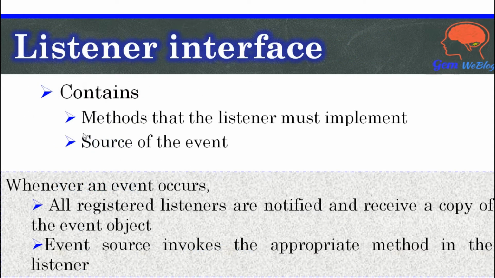Next, what does it contain? It contains two things: the methods that the listener must implement, and the source of the event. So what will happen whenever the event occurs? All the registered listeners will be notified and receive a copy of the event object where the event occurs. Then that event source will invoke the appropriate method that is available in the listener.